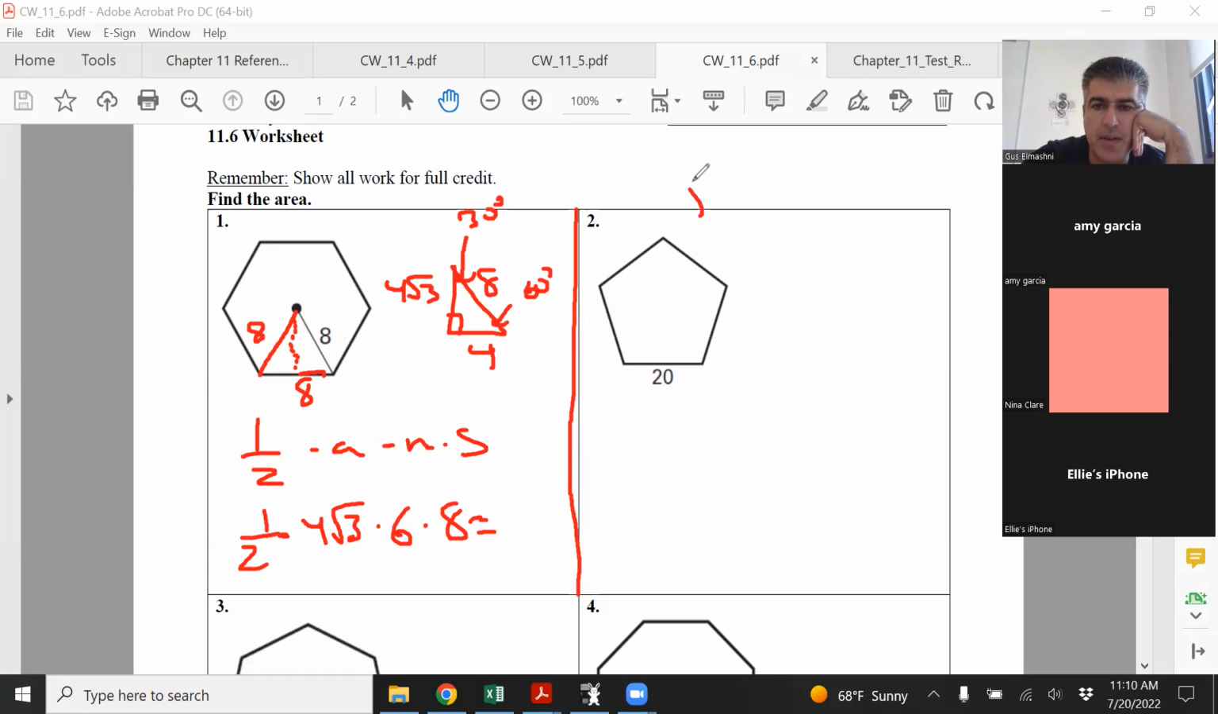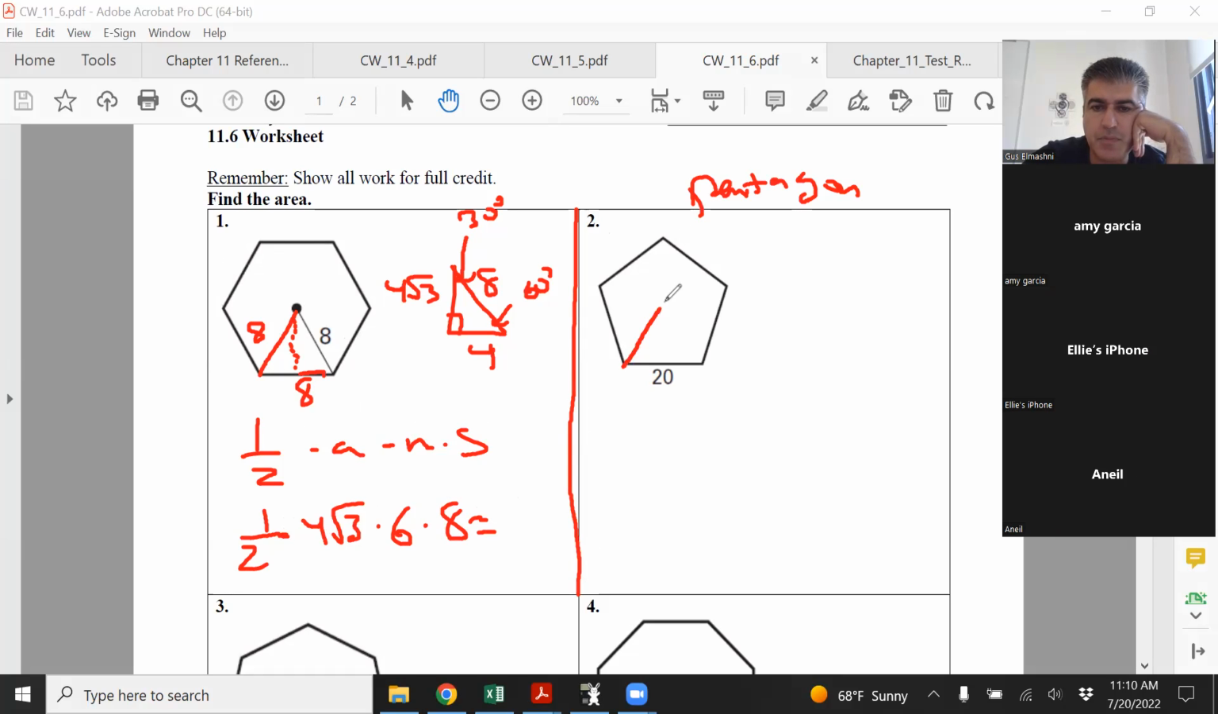Now here we have a pentagon. I'll give the answer for number 1 in just a sec. But here we have a pentagon. So 1/2 times A times N times S. So we have 5 sides. The length of these sides is 20. The apothem is not as obvious.